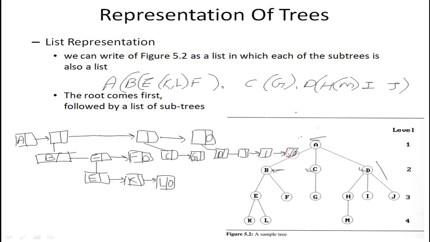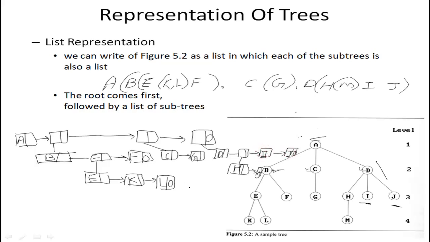This is the end, so I write a 0 over here. D further has three children, so I have marked these three nodes over here. The first child is H. H further has one child, so I write M, whereas the remaining two, I and J, are just leaf nodes, so I will write I and J over here itself.